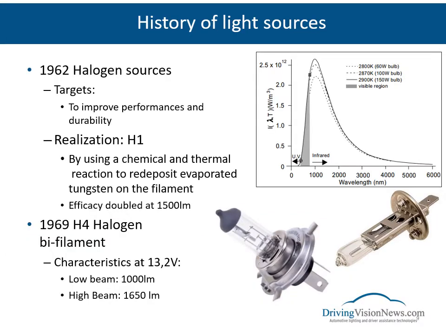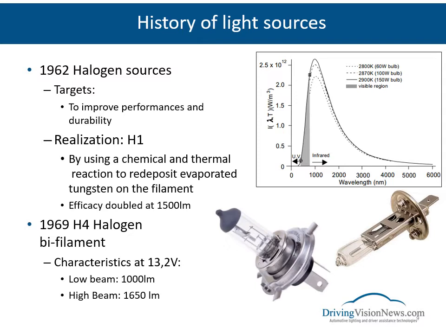In 1962 halogen sources appeared. It was a very important improvement for both performances and durability. First appeared the H1 with monofilaments. The principle of halogen is the redeposition of the evaporated tungsten on the filaments. Thanks to this system, the efficacy was doubled, at 1,500 lumen for the H1.